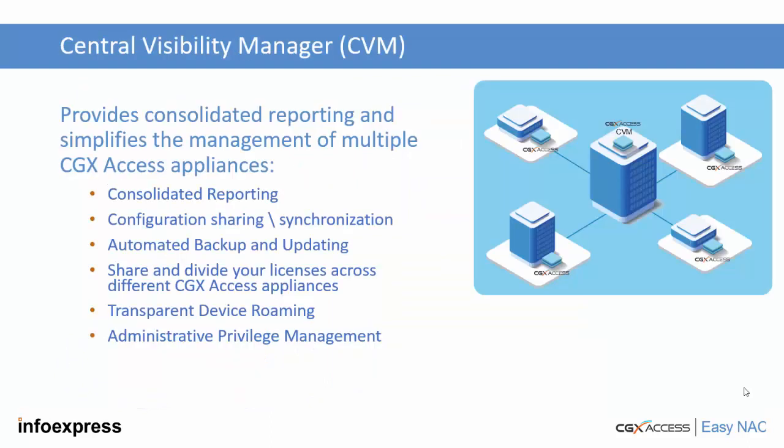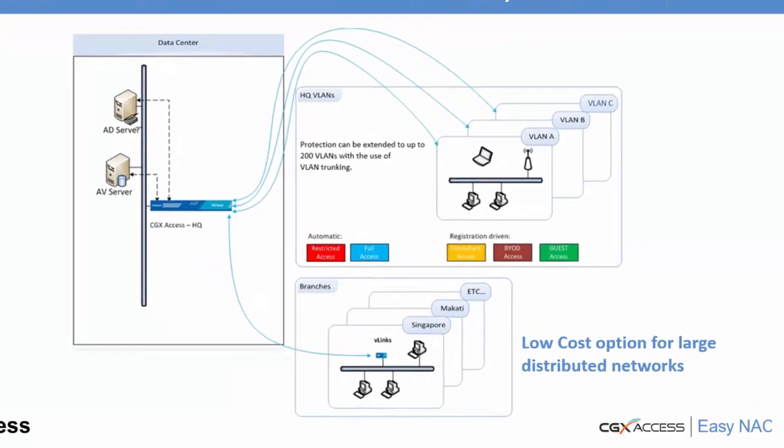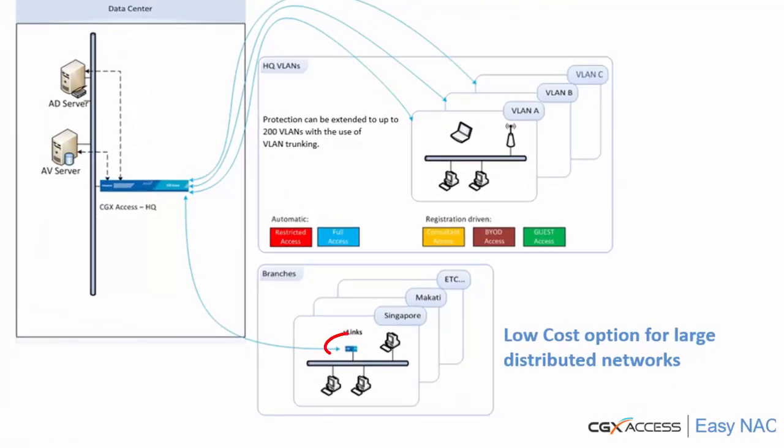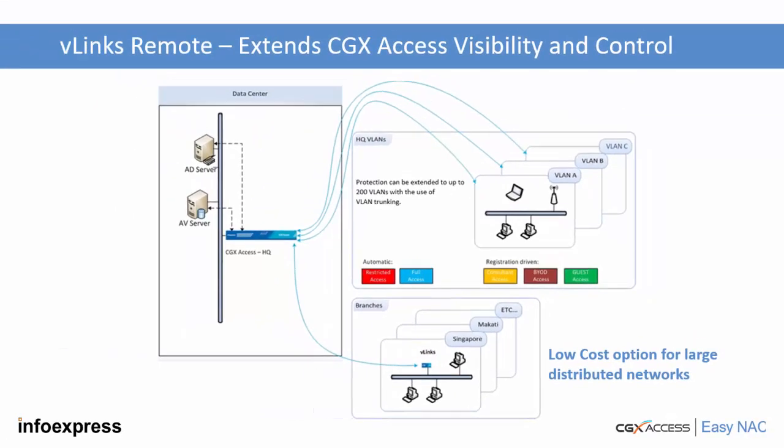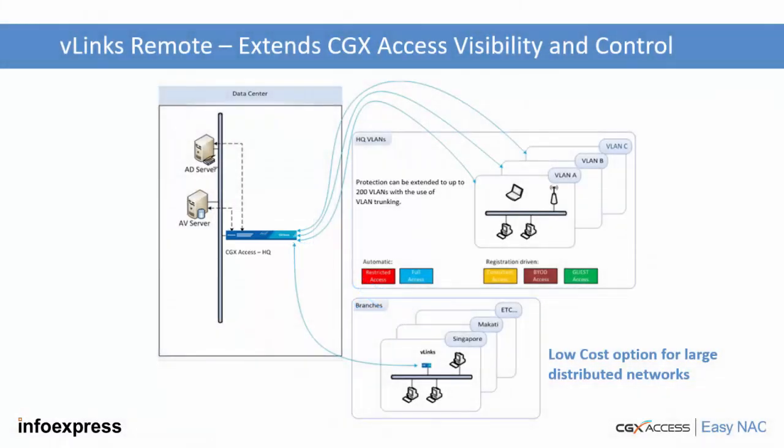For larger networks, it's common to have an appliance deployed at each of the regional locations. And then the central visibility manager can be used to centrally manage multiple appliances. Another option for large distributed networks is the use of vLinks Remote. The vLinks box acts as a sensor and will extend visibility and protection to small remote sites by leveraging the existing wide area network. With vLinks, multiple remote offices can be protected by a centralized EasyNAC appliance.